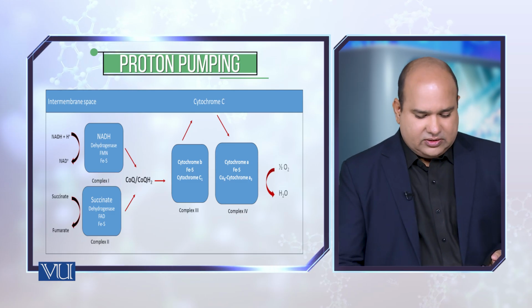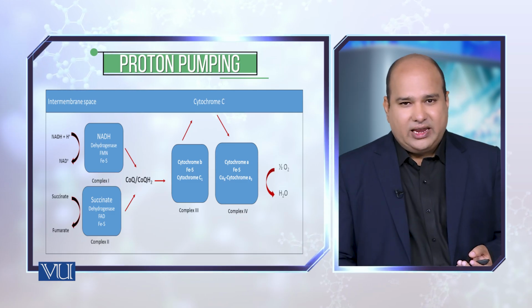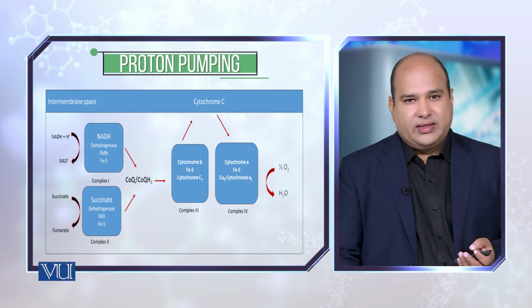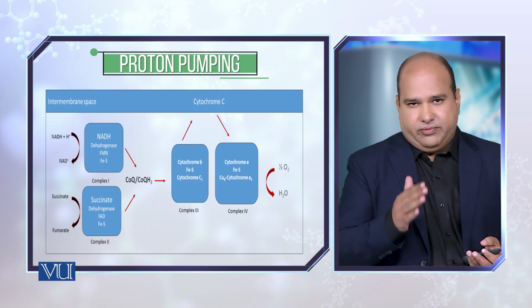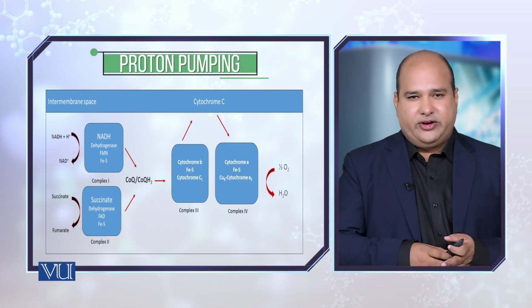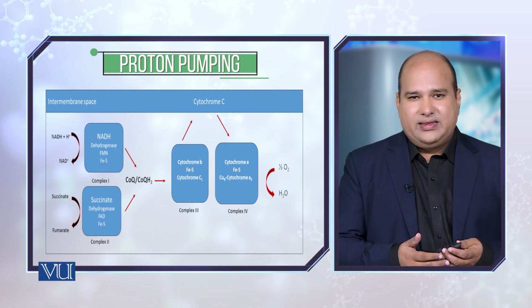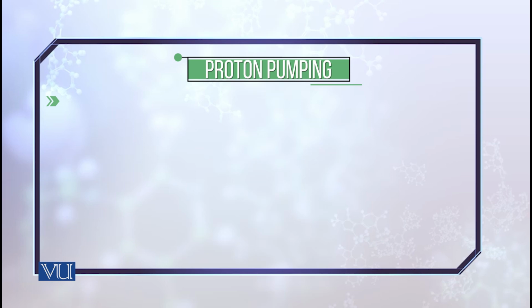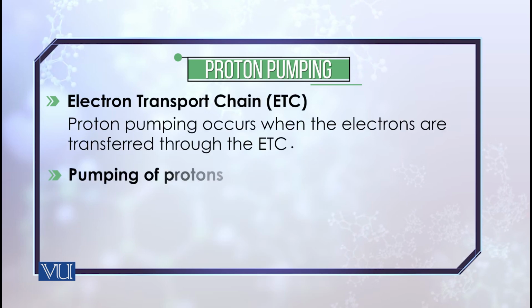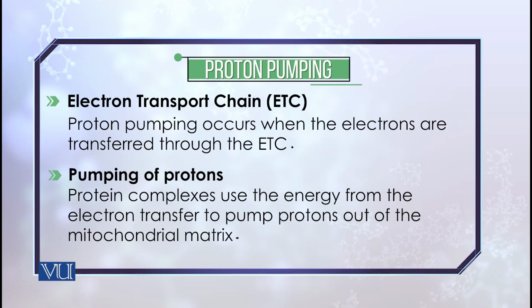Maybe not. What actually happens is that when the electrons are moving through the gradient of the redox potential, they give rise to energy, and this energy is then used in the pumping of the protons which are present in the matrix. Keep in mind the ETC is taking place in the inner mitochondrial membrane, and the inner mitochondrial membrane is in direct contact with whatever is happening in the matrix.